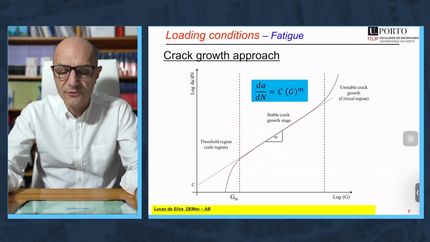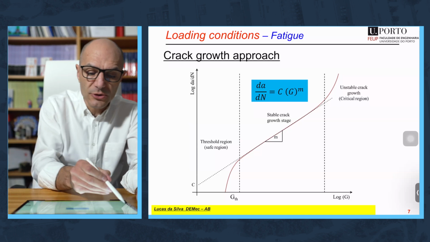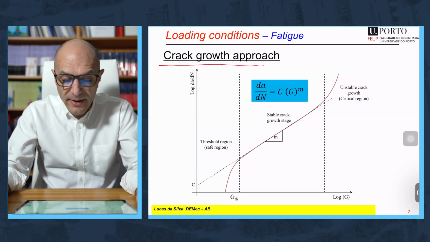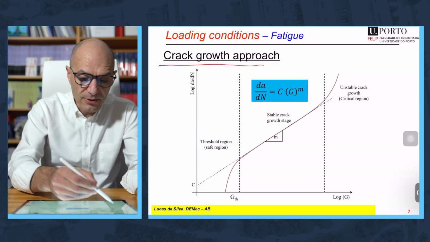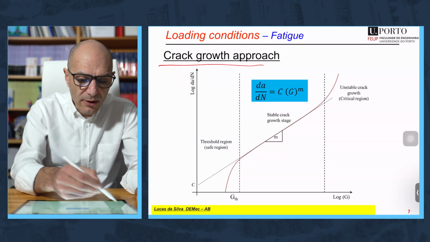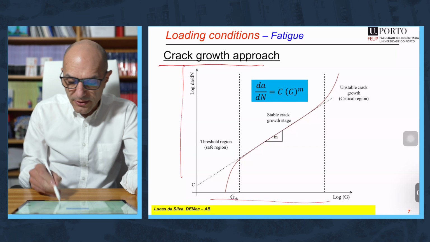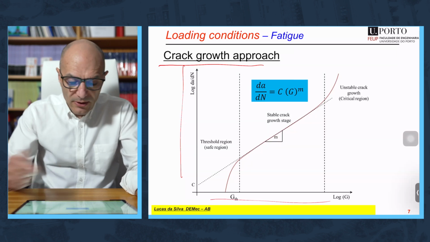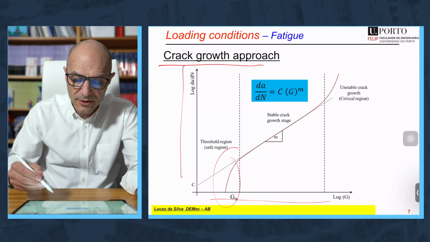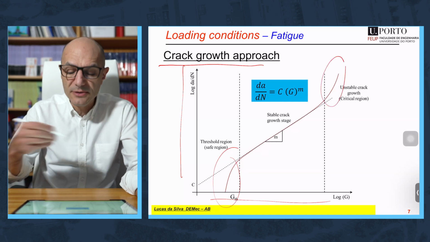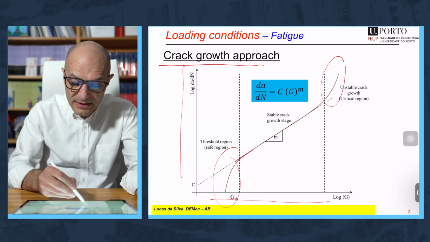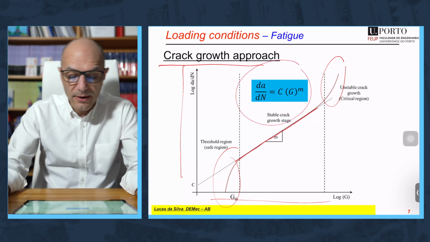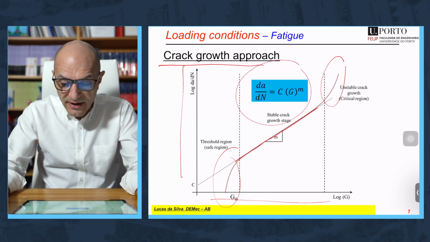The other approach for fatigue design is to use the crack growth approach, using the Paris law. You have here the crack growth rate versus the strain energy release rate. You have a threshold region, you have a region where you have unstable crack growth, and you have a stable crack growth region where the Paris law is valid.